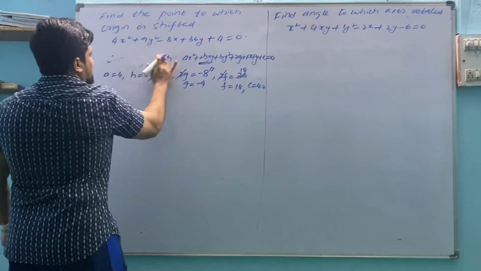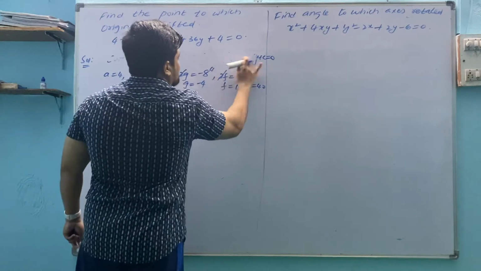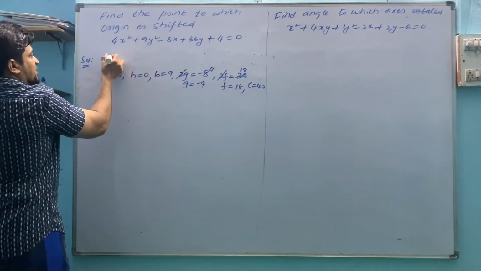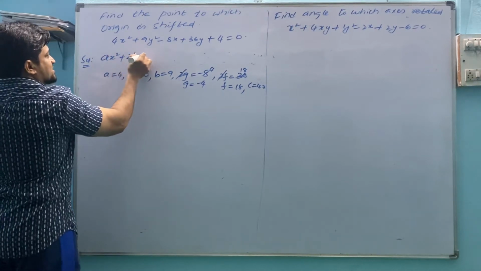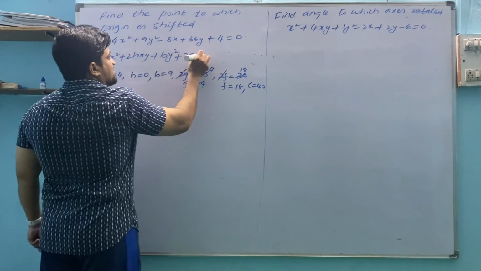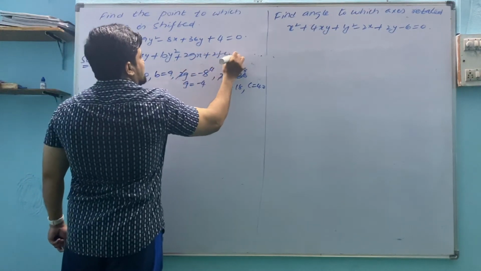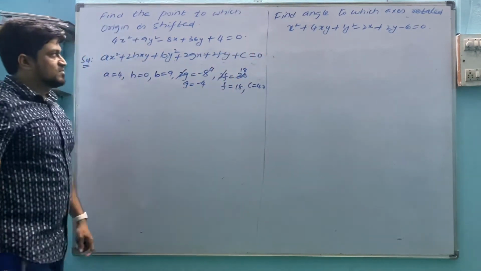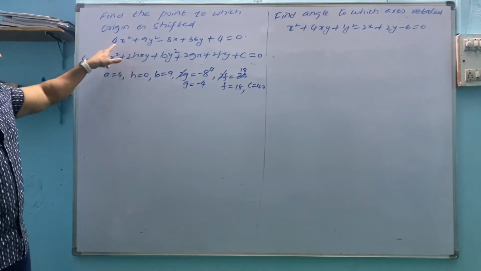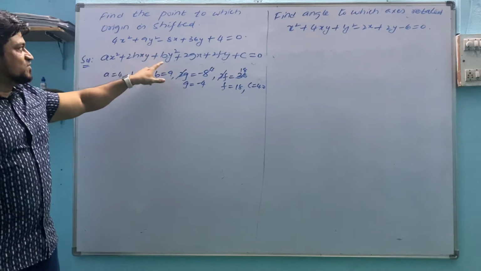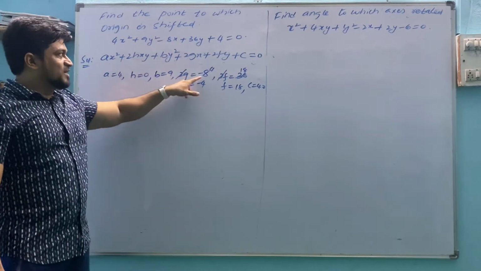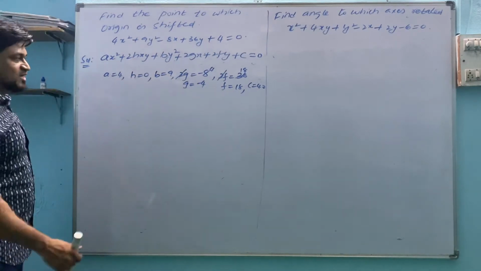So what you should write, I will clearly write it right here, comparing with ax square plus 2hxy plus by square plus 2gx plus 2fy plus c equals to 0. The xy term is not there, h is 0. x square cancelled, a is 4. y square cancelled, b is 9. x cancelled, 2g is equal to minus 8. Similarly, we got all the values.